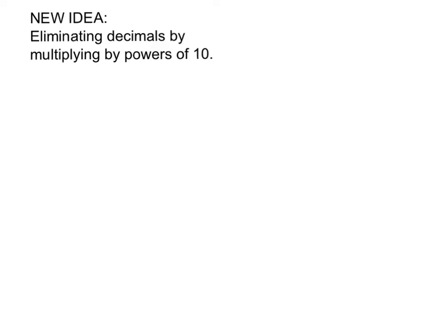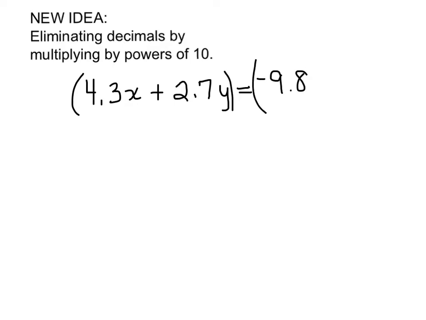The last idea is a new idea, not new in math, but new to us: eliminating decimals by multiplying by powers of 10. So the idea is, as you know, and we've worked with decimals before, that multiplying by powers of 10 allows us to shift the decimal point around. Like when we were doing percents, we use that technique. So the idea is, sometimes when we're working with systems, it's easier to have whole numbers. So I would like to get these decimal numbers to look like whole numbers.